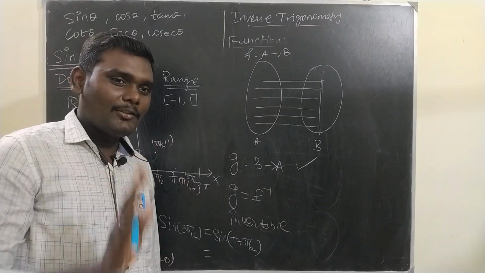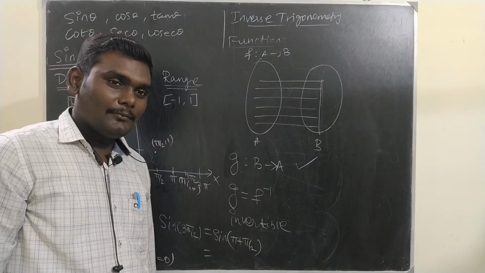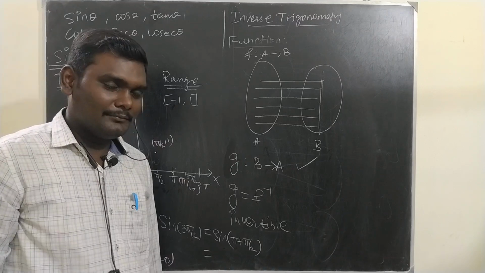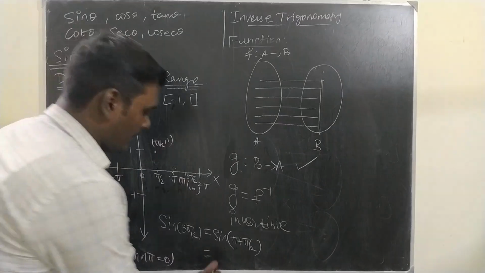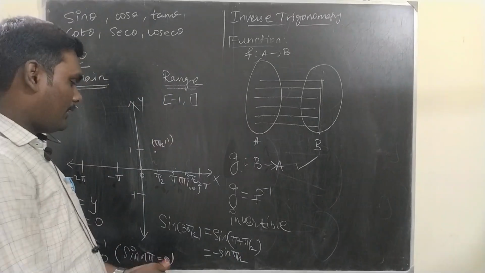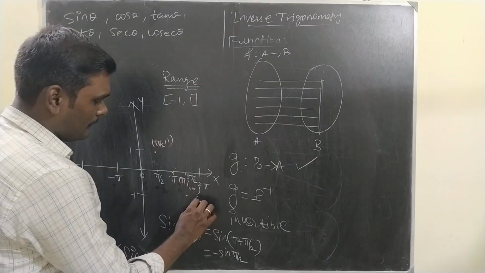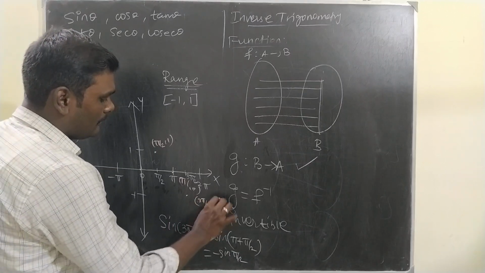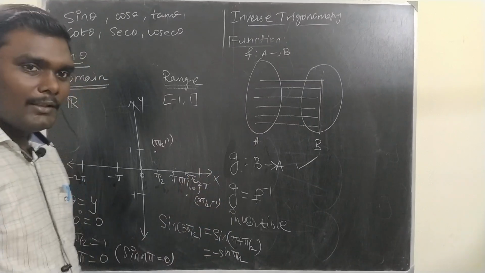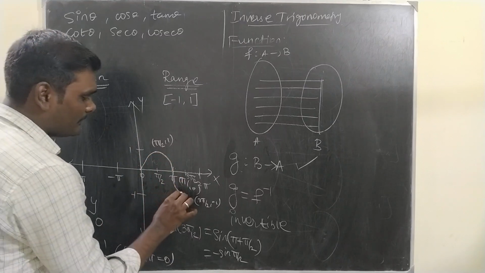Yes, sir. There will be a change or no change, sir, when pi plus theta comes? Minus sin theta. So, minus sin pi by 2, that is minus 1, right? So, this point is 3 pi by 2, minus 1. Likewise, this point 2 pi, as I told you earlier, that is 0 again. Let us connect all these points. Like this we may have one graph.